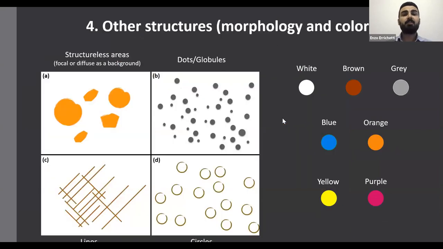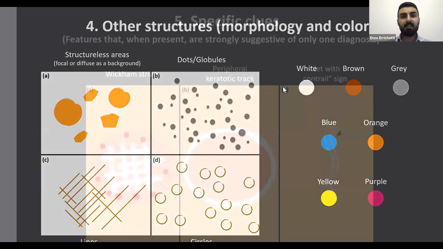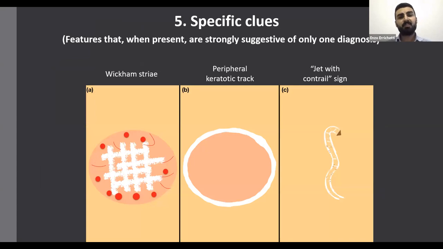Then we have the other structures, which include structures other than scales, vessels, and follicular findings. We have to evaluate their morphology and the color. Four types of morphologies: structureless areas, including focal or diffuse structureless areas, dots and globules, lines, including networks, and circles. We also have seven colors, each of them corresponding to a specific histological background as perfectly described in the previous presentation. And finally, the specific clues, which are features that when present are strongly suggestive of only one diagnosis.